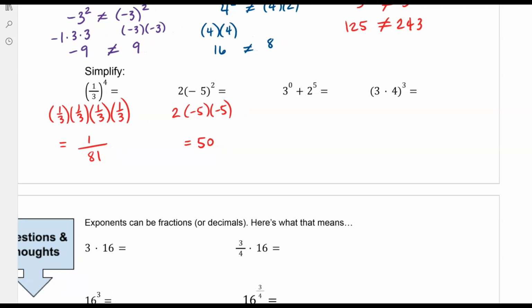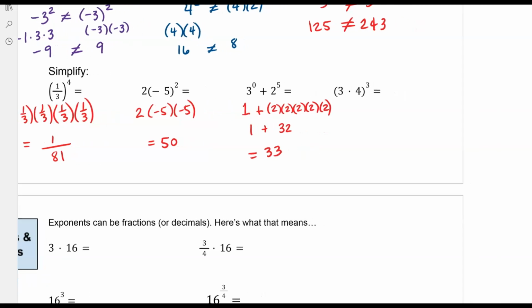In the next problem, we have 3 to the 0, which we know is 1, plus 2 to the 5th power. So 2 is used as a factor 5 times. And I want you to write it out like that. If I multiply, because I have to multiply before I add, 2 as a factor 5 times is going to be 32. And then I'm going to add that 1. My final answer is going to be 33.